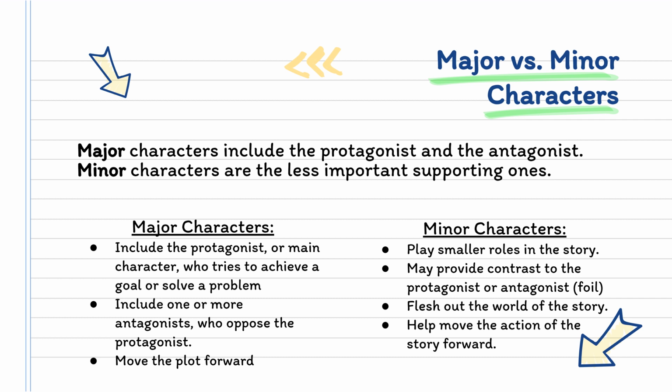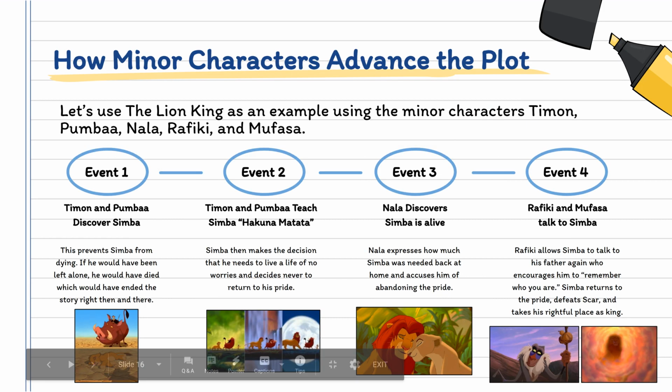Then you have minor characters, which play smaller roles in the story. They may provide contrast or act as a foil against the protagonist or antagonist. So, for example, in Harry Potter, you have Harry Potter and Draco Malfoy. They're foils. In Frozen, you have Elsa, who is so strict and stern, and you have Anna, who's happy-go-lucky. Okay? Now, the minor characters are going to flesh out the world of the story. They're going to give you more of an idea of what the story around them is like, and they're going to help move the action of the story forward. So this is how a minor character can advance the plot.